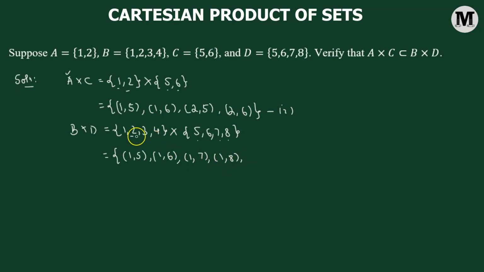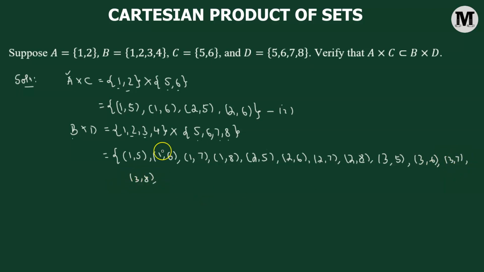Next, we're going to pick up the second element of the first set B and form an ordered pair with each of the four elements of the set D. So we have (2, 5). Next, we have (2, 6). We have (2, 7). And then we have (2, 8). Next, we'll be picking up the third element from the first set and form an ordered pair with each of the four elements of the second set. We have (3, 5), (3, 6), (3, 7). And then we have (3, 8).